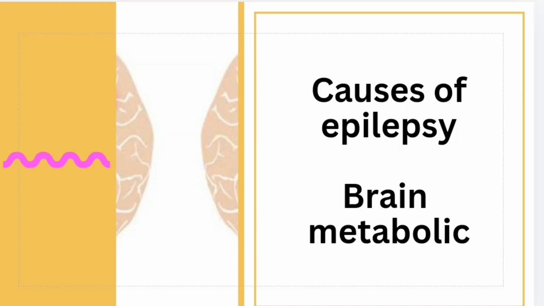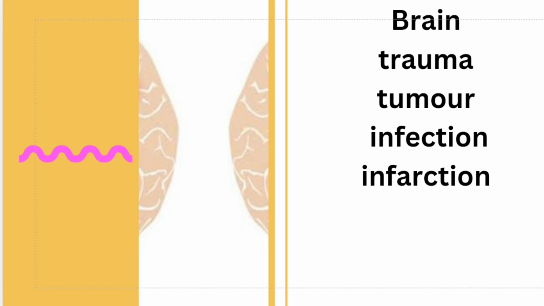So, what are the causes of epilepsy or seizures or fits? The causes can be in the brain or the causes can be metabolic. As far as the brain causes are concerned, it can be trauma that can lead to subdural hematoma or extradural hematoma, which irritates the brain and it becomes an irritable focus which spontaneously starts discharging.